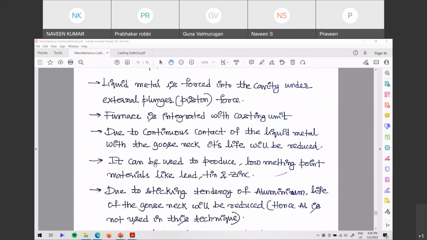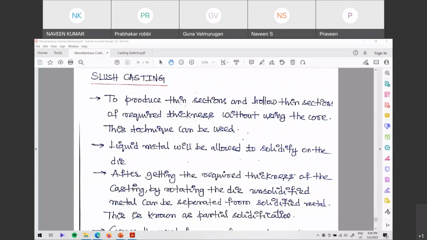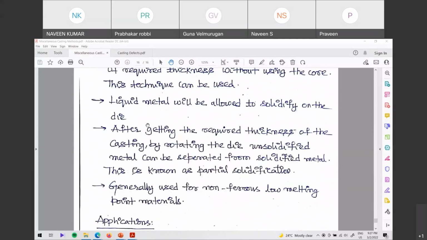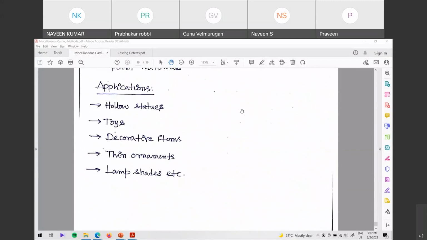Fine. Next, the last one is flush casting. This we have seen already, but this is a little different from the shell casting. Flush casting is nothing but you have some metallic mold. There is no diagram for this, obviously. So if you have some metal mold, okay, let me.